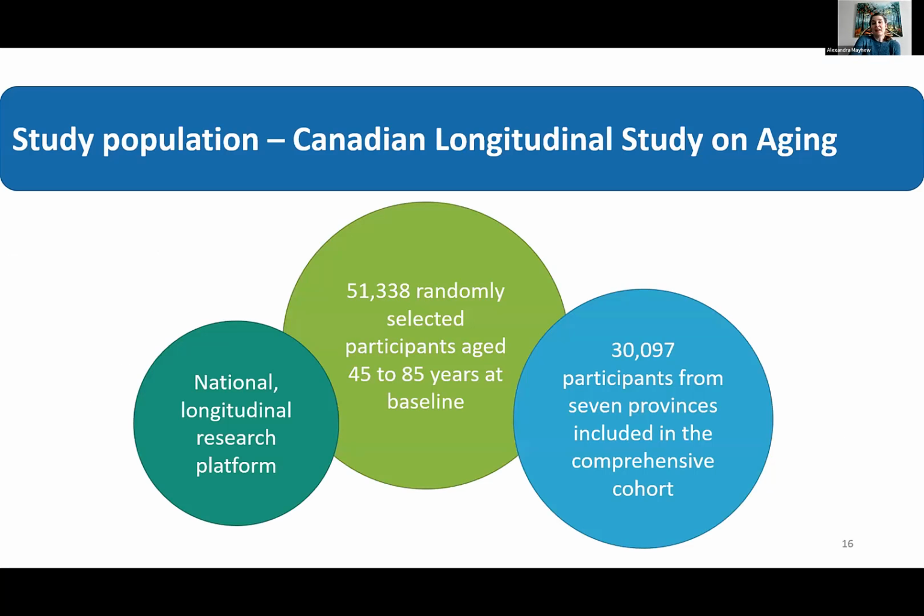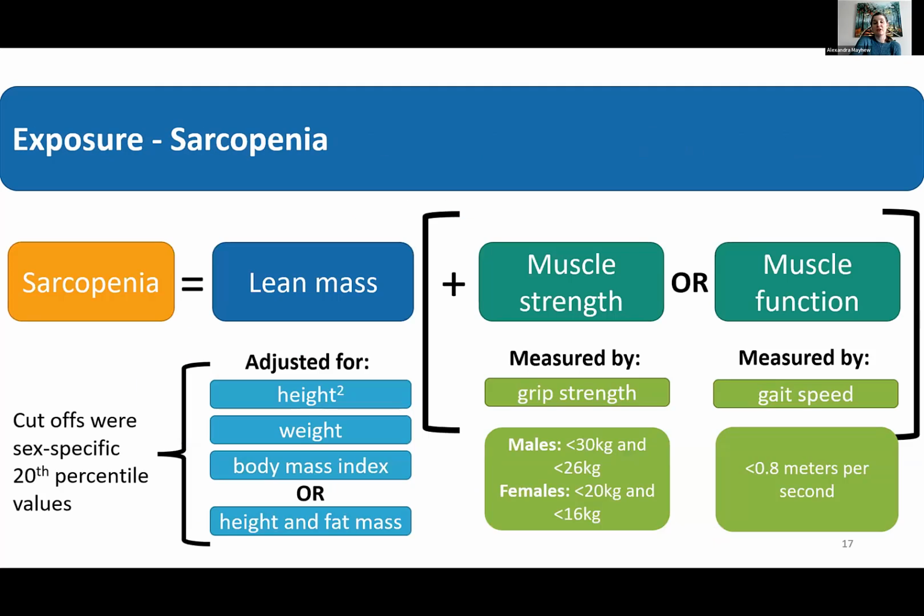I used data from the Canadian Longitudinal Study on Aging for my analyses. The CLSA is a national longitudinal research platform, which includes over 51,000 participants who were randomly selected from 10 Canadian provinces. And these participants were aged 45 to 85 years at baseline. I only used about 30,000 participants from 7 provinces who were included in the comprehensive cohort. The other 20,000 participants are part of our tracking cohort, and they're only contacted by phone. Therefore, they didn't have the data required to diagnose sarcopenia.